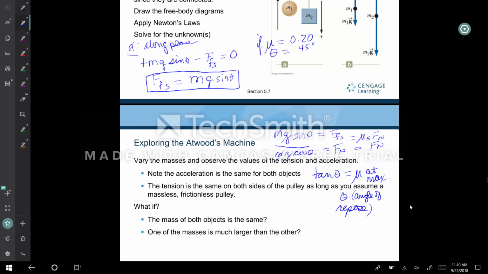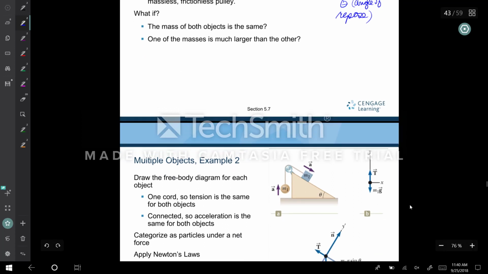So we'll finish this up and we'll continue into chapter 6, which are further problems with forces.